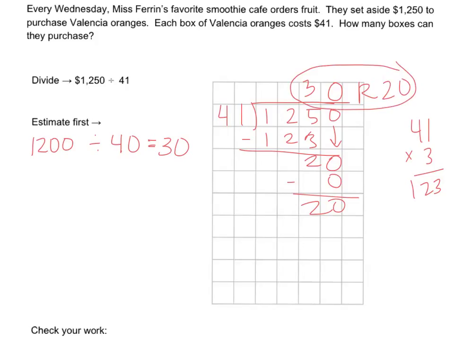In this problem, though, what that means is that the Smoothie Cafe can buy 30 boxes. I definitely don't need 30 boxes myself, so the cafe probably needs it, though. They can buy 30 boxes of oranges, and then this 20, meaning that they're going to have some money left over.